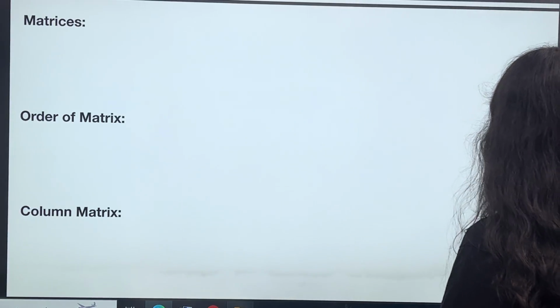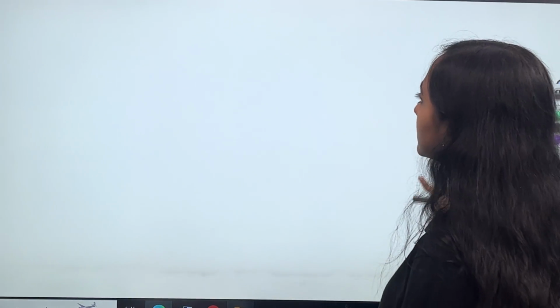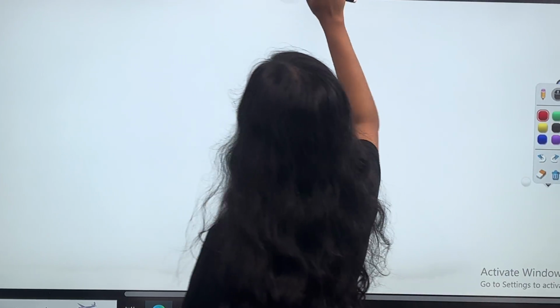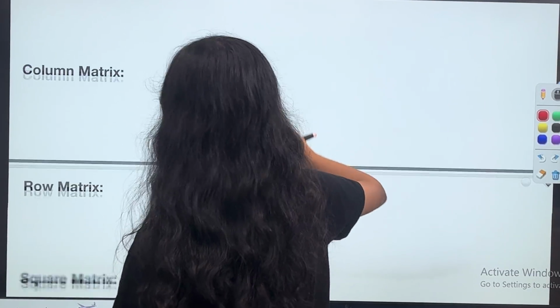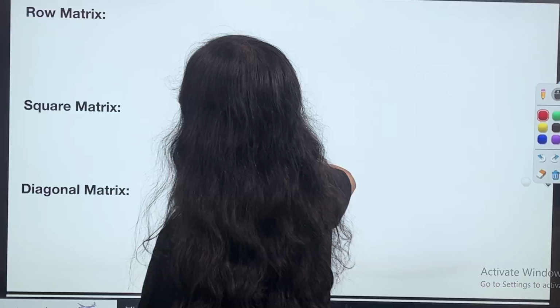Now some of you may say this is not written in the syllabus, but it is important for you to know all these terms. That's all I'll say. If you want to skip, you can skip.